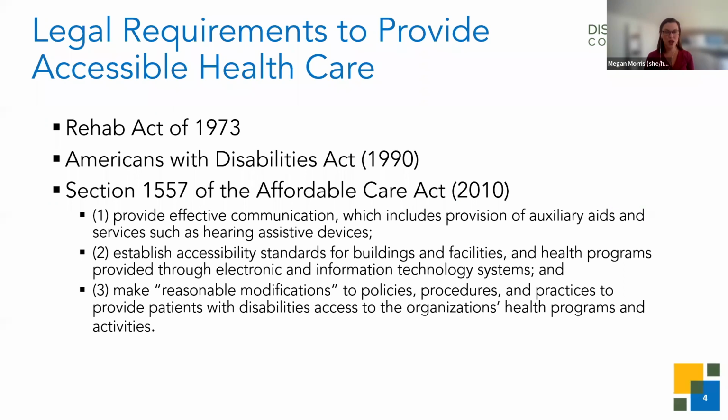healthcare organizations are required to provide effective communication, which includes provision of auxiliary aids and services such as hearing assistive devices. Additionally, they're required to establish accessibility standards for buildings and facilities and health programs provided through electronic and information technology systems. And finally, healthcare organizations are required to make reasonable modifications to policies, procedures, and practices to provide patients with disabilities access to organizations, health programs, and activities.